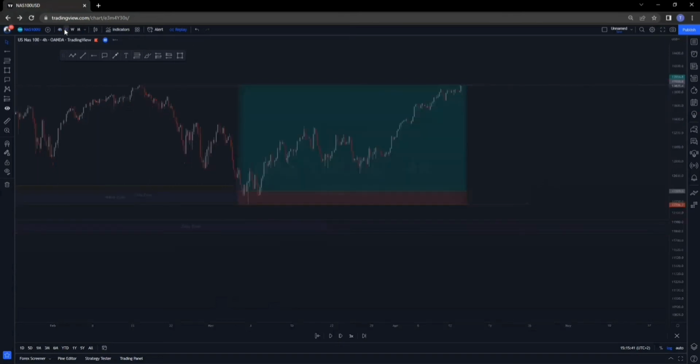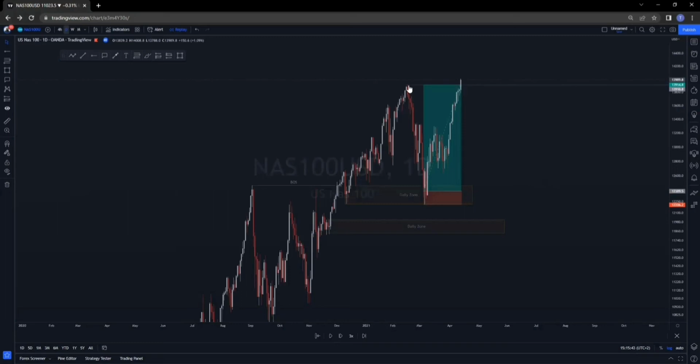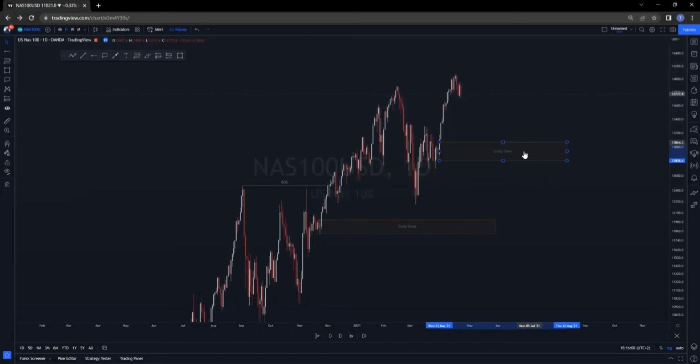All right. Now, let's go again and see. We have the zone over here. We have an imbalance here and here, right? Internally, we can see that we had a break of the structure over here. And then we have a break of this high over here, right?